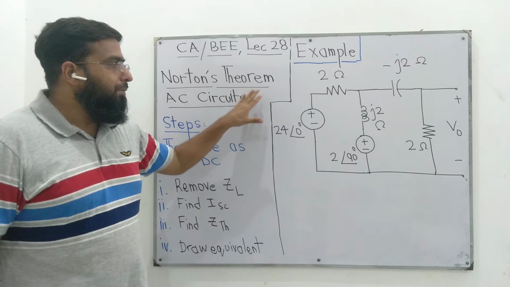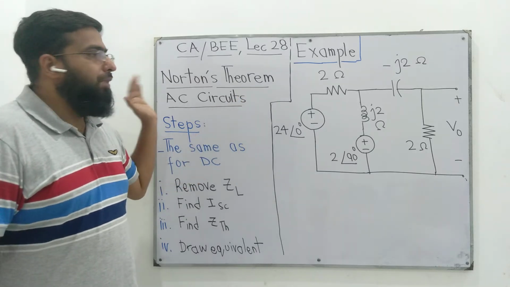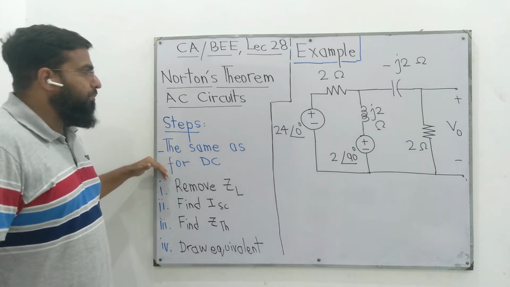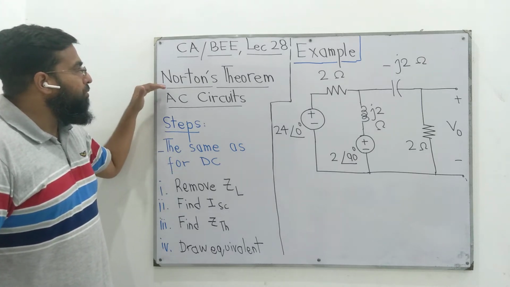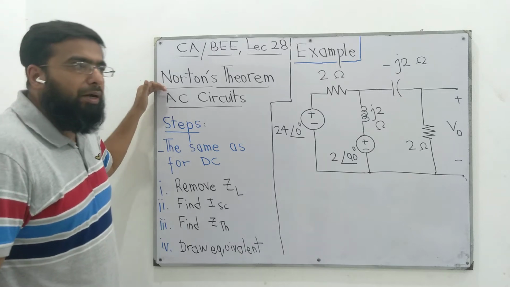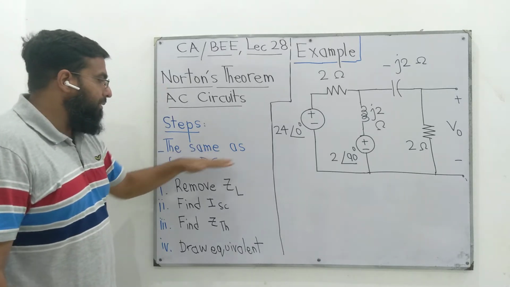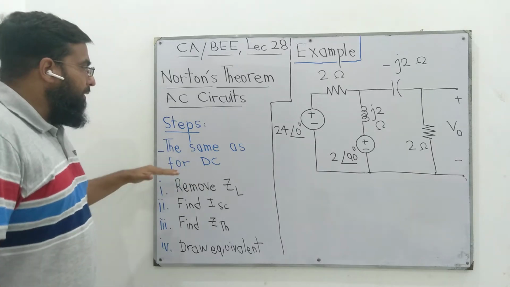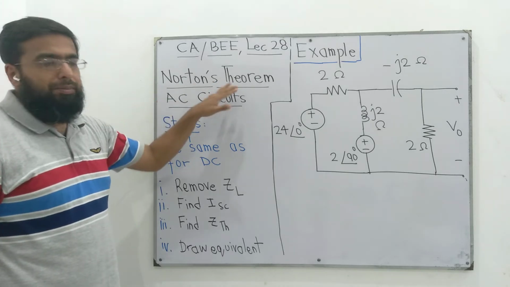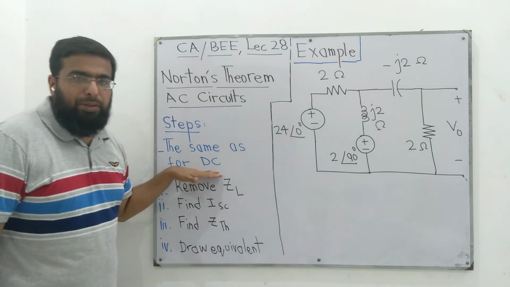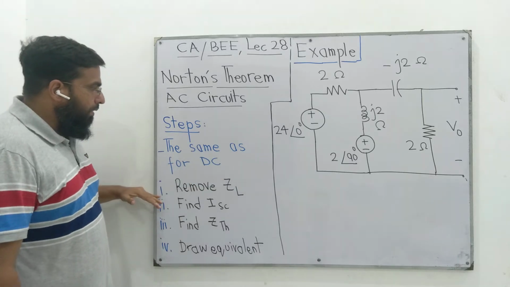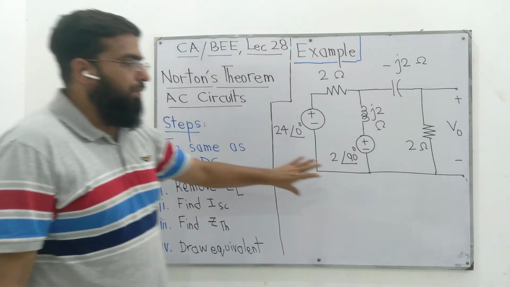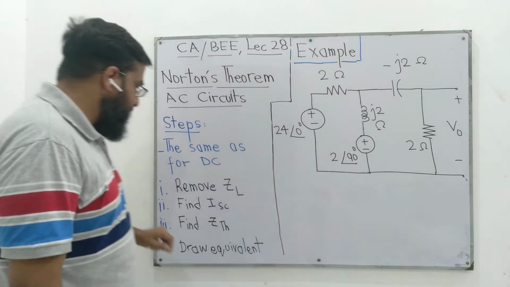Norton's theorem is a sister to Thevenin's theorem we studied earlier, and the steps to apply Norton's theorem to find an unknown quantity are the same as we studied for DC circuits. The video of applying Norton's theorem on DC circuits is available on my YouTube channel. Today we'll revise the steps and then we'll apply Norton's theorem on this example circuit.